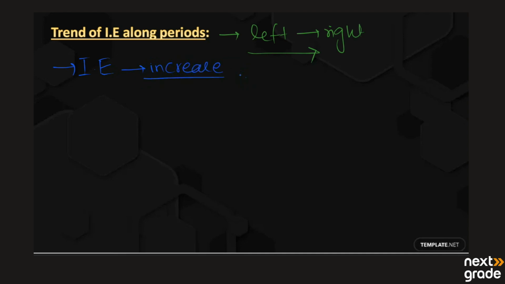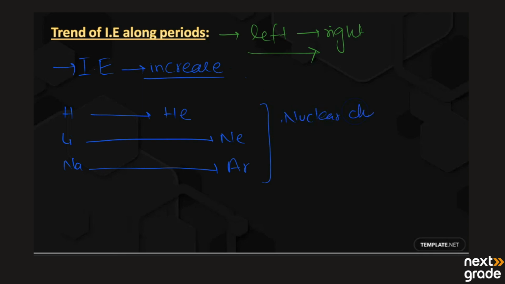And what is the reason behind that? For example, we have hydrogen and helium. After that, we have lithium to neon, and we have sodium to argon. When we move from left to right, the nuclear charge is going to increase. Nuclear charge means the positive charge is going to increase in the nucleus.